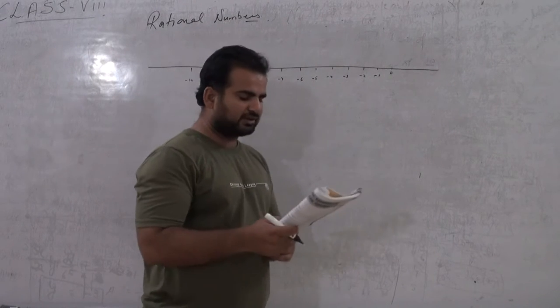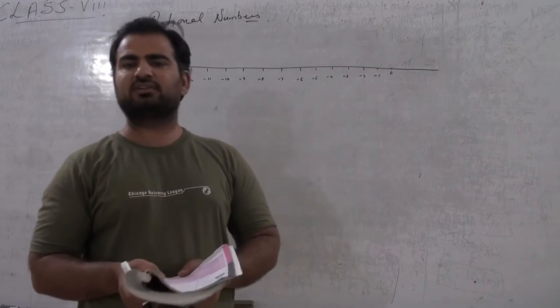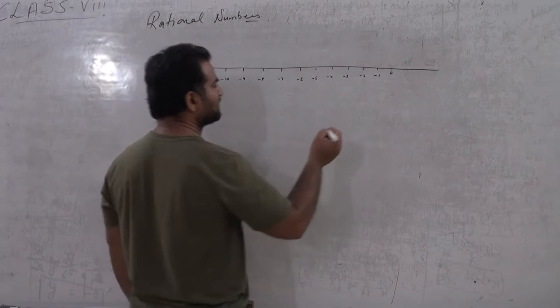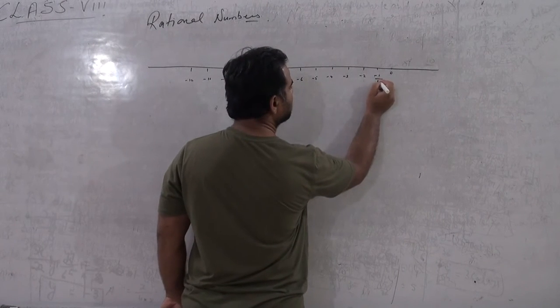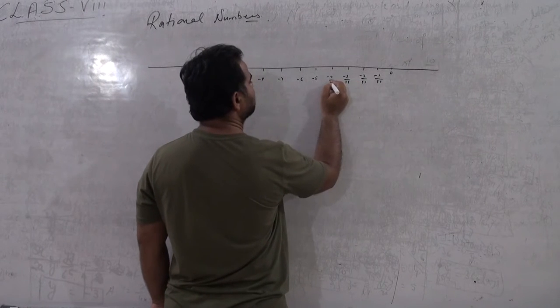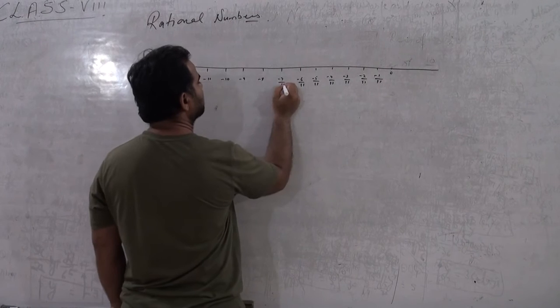Okay, what we have to find is the rational number with denominator 11. So what I will do is, I will place 11 below each integer. So it will be a rational number.